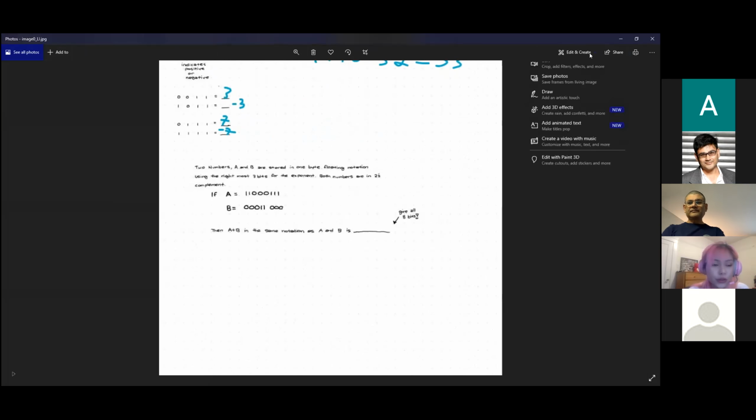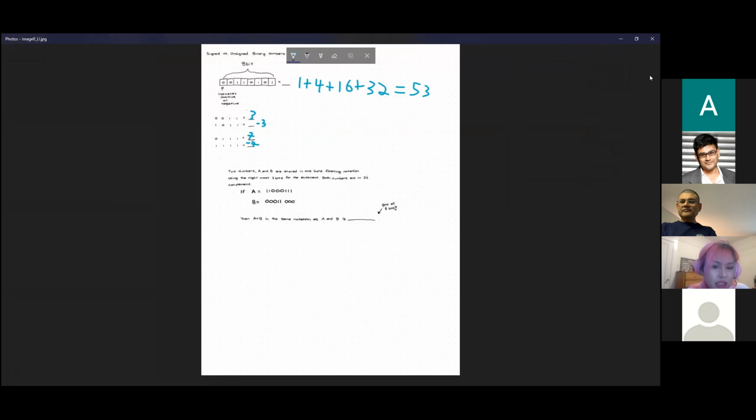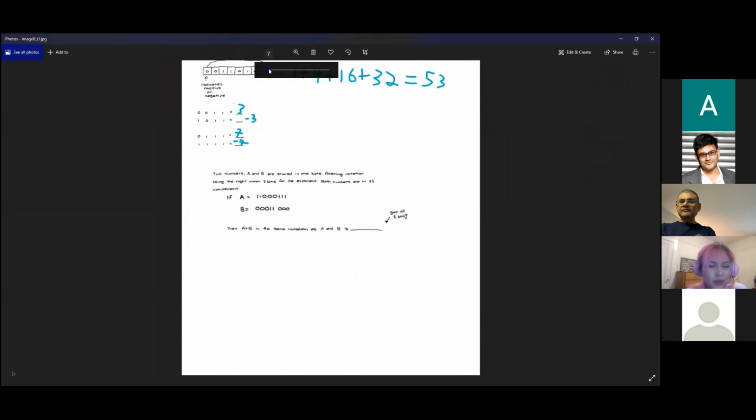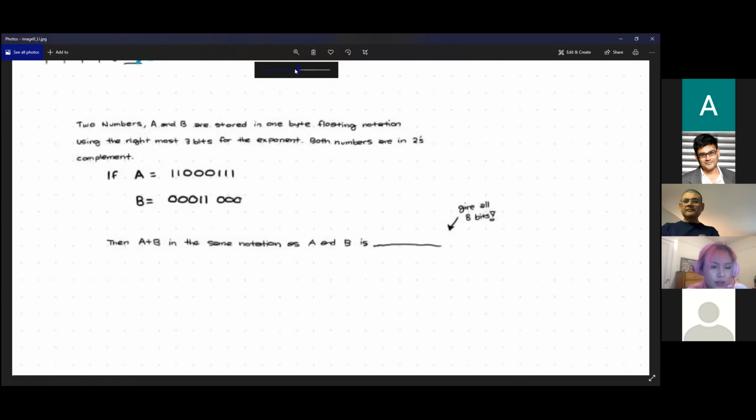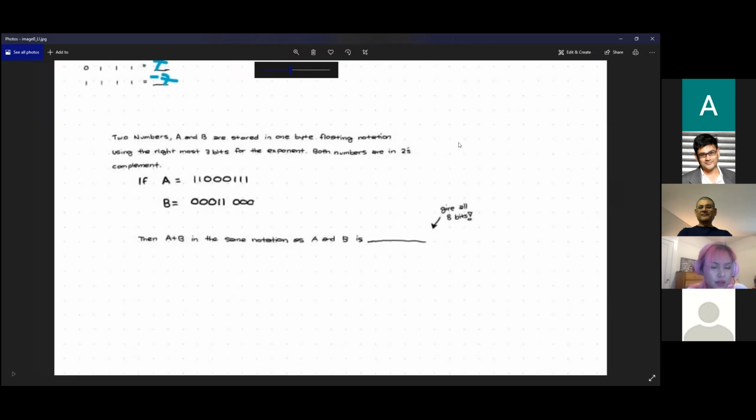Okay, so the question is, two numbers A and B are stored in 1 byte floating notation using the rightmost 3 bits for the exponent. Both numbers are in 2's complement. If A equals 11000111 and B equals 00011000, then A plus B in the same notation as A and B is what?